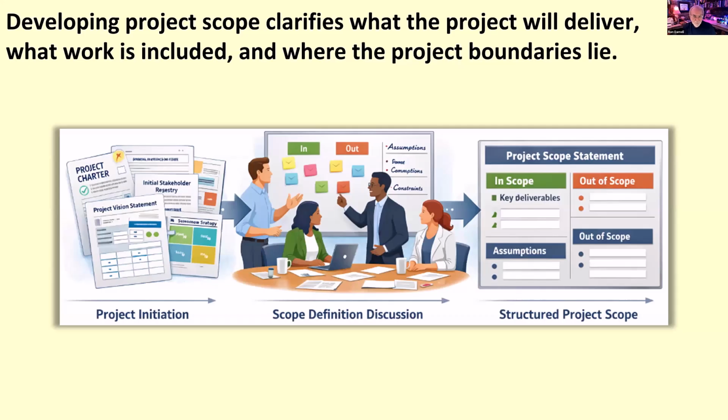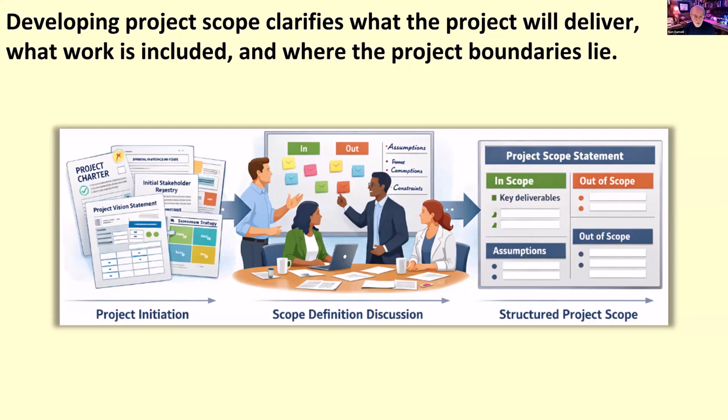Developing project scope. Developing project scope clarifies what the project will deliver, what work is included, and where the project boundaries lie. At this stage of the project, the work is moving from initiation into a clearer definition of scope. Developing the project scope means deciding what the project is expected to deliver, what work is included in the effort, and where the boundaries of the project should be drawn.